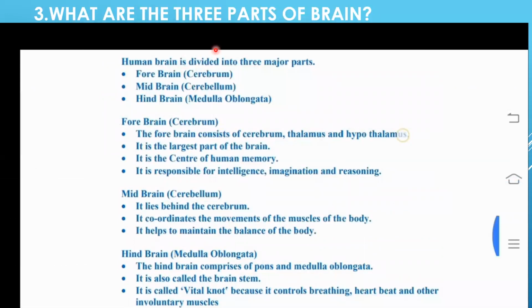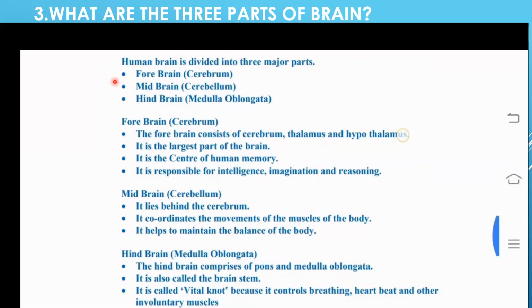What are the 3 parts of the brain? The human brain is divided into 3 major parts. Our brain is divided into 3 major parts, known as the forebrain, cerebrum, midbrain, cerebellum, hindbrain, medulla oblongata.